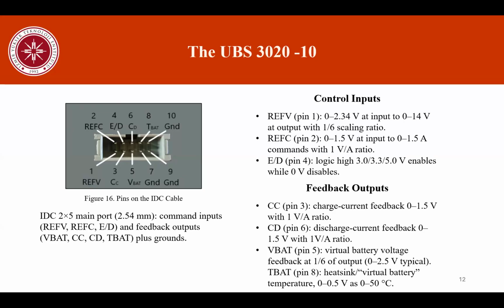VBAT is the virtual battery voltage feedback. It has 1:6 ratio again. You can use it to 0 to 2.34 volts again. TBAT pin is the virtual battery temperature. You can set its temperature as when it will stop.